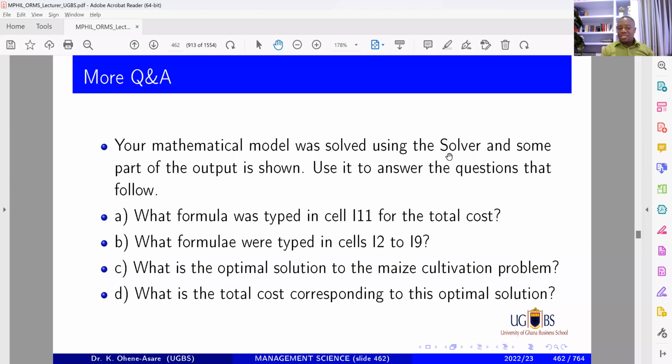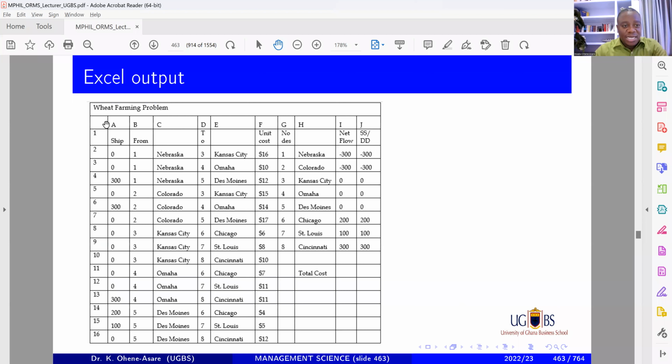Use it to answer the question that follows. The first question is, what formula was typed in cell I11? So let's go to I11. Look at the Excel. It looks very complex, but you can manage it. So look at letter I. The letter I is here.